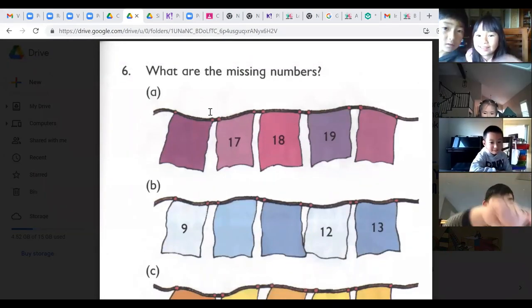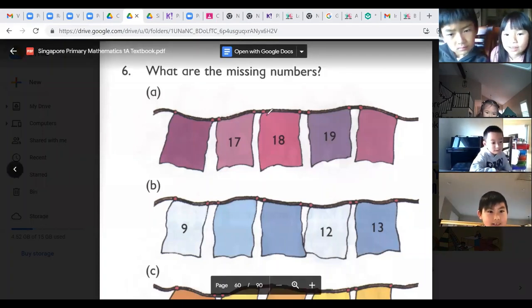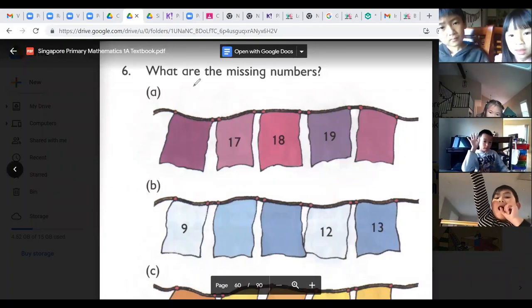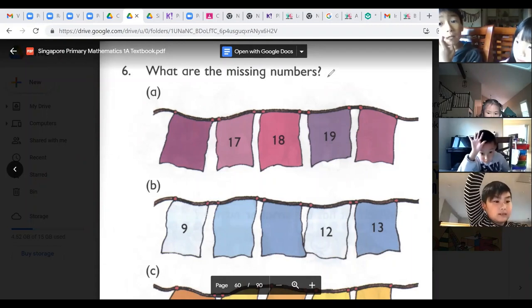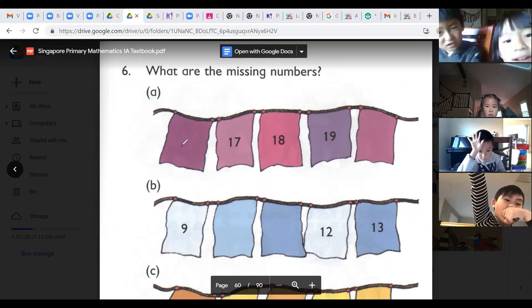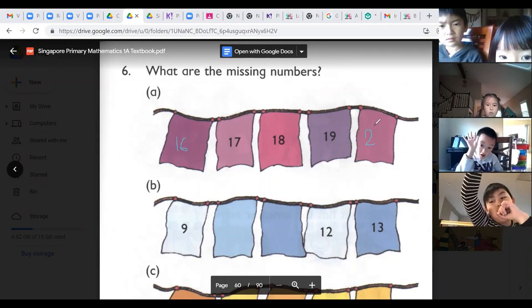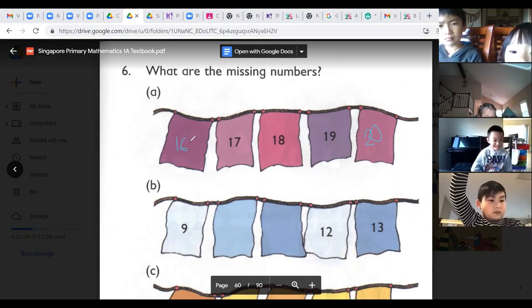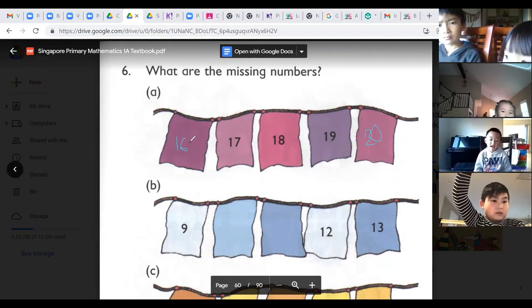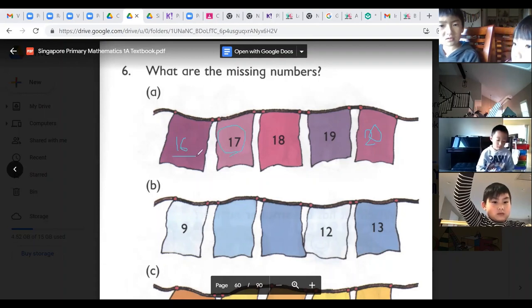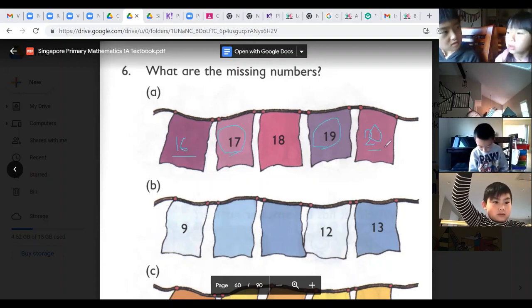Okay. Yep. Ooh, now we're going to try and fill in the missing numbers. Okay. So if the numbers are going from 0 to 20, we know this will be 16 and this will be 20, because we know from 10 to 20, it goes 10, 11, 12, 13, 14, 15, 16, and then 17, 18, 19, and finally 20. So we know the number before 17 is 16 and the number after 19 is 20.